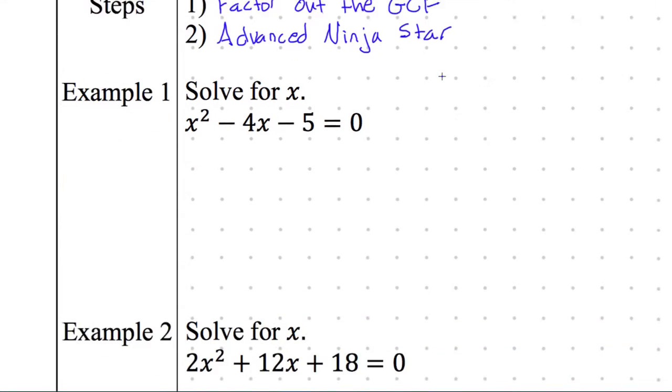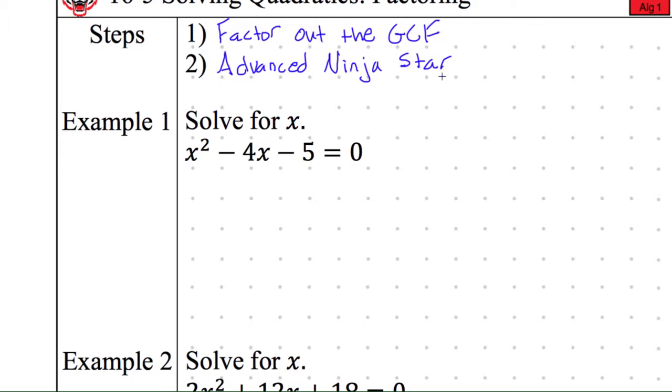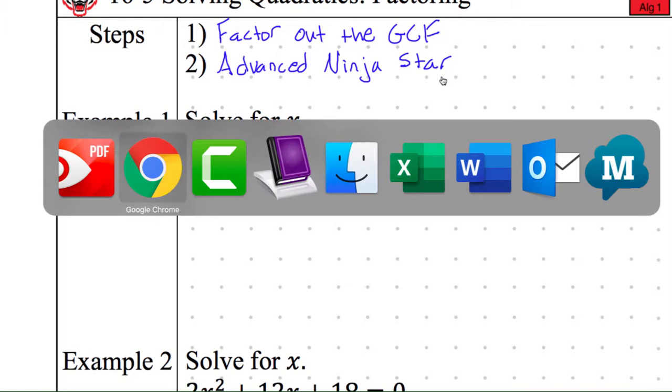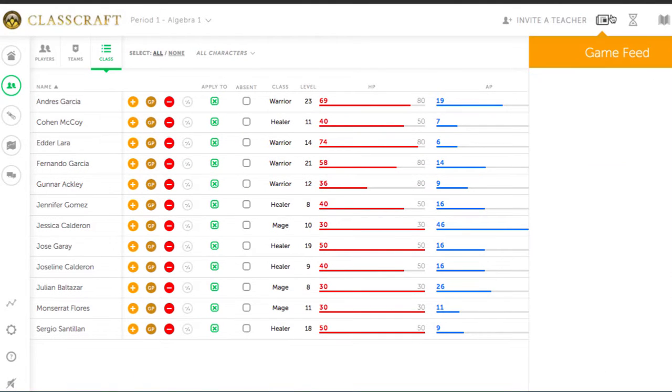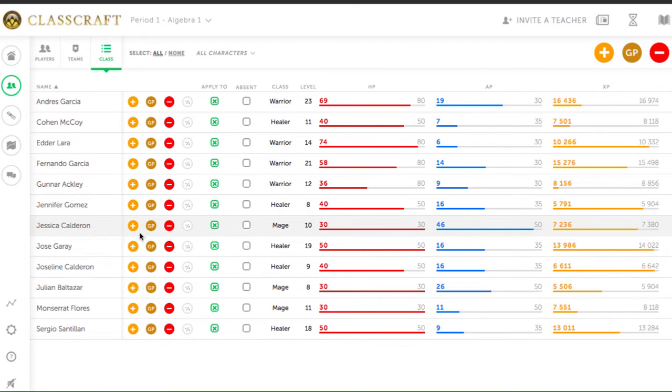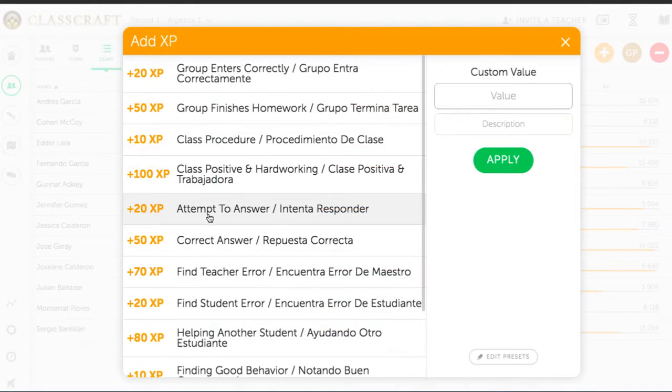Who can factor this one? Do I need to do step 1? What do I do? Look at example 1. What's the GCF? What is the greatest common factor? And I need to go back and give Julian his XP because I don't think I did that. Julian, there you go. Thank you.